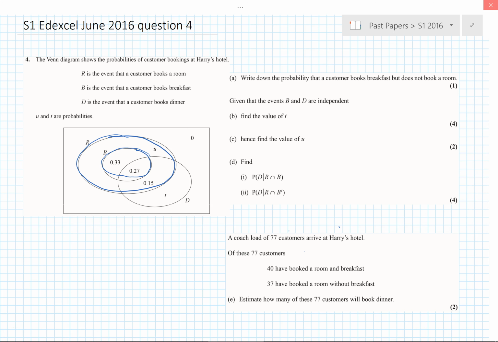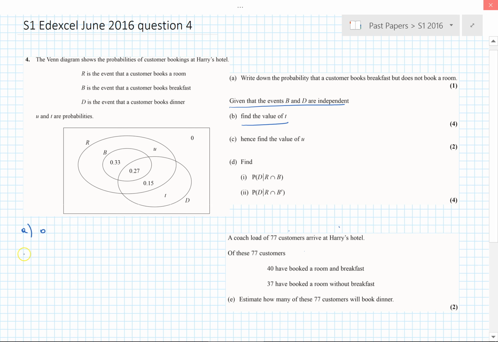If they book breakfast, then they must have booked a room as well. So it's impossible that they haven't got a room if they book breakfast. So the answer to that is 0, because if they have had breakfast, then they must have had a room. So zero possibility there.